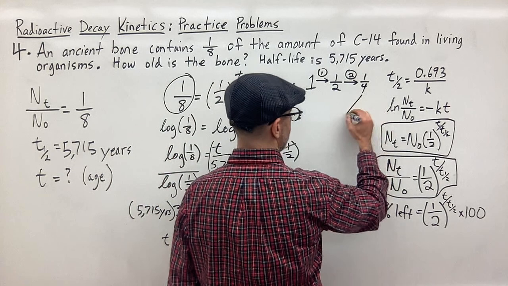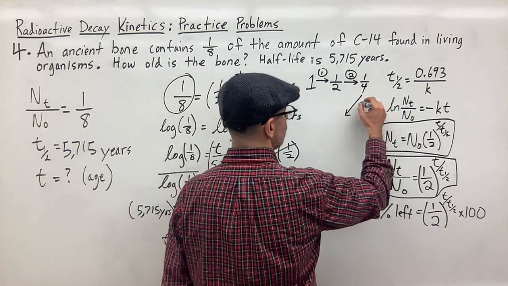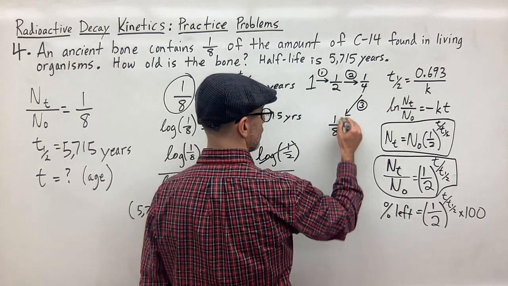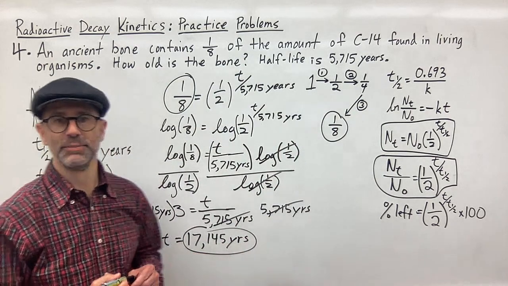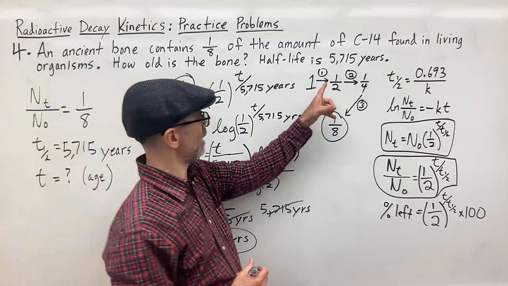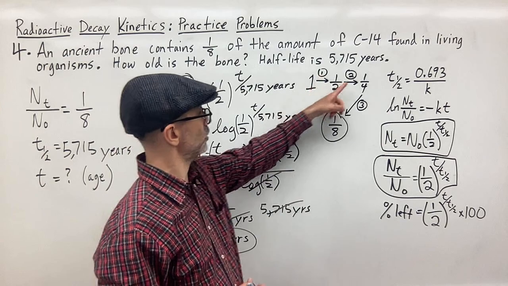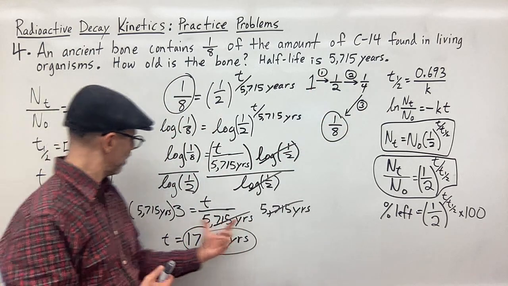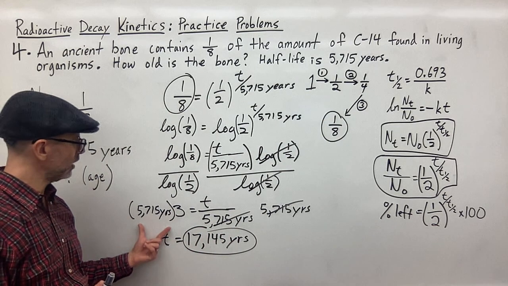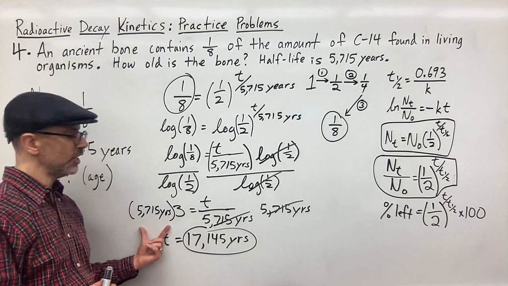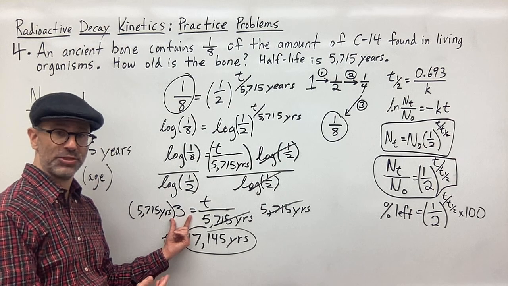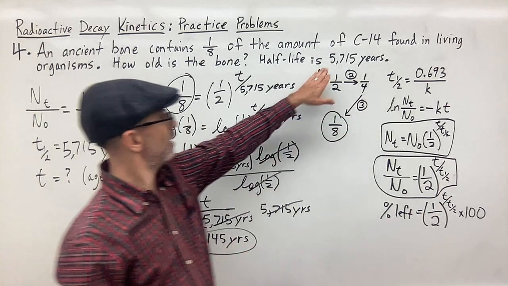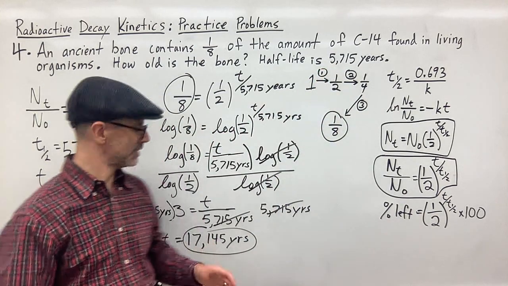And then after a third half-life, I divide that by 2, and I get 1/8. That is the fraction that I'm told is left. How many half-lives did I have to go through to get to 1/8? 1, 2, 3. So I went through 3 half-lives. I know that the half-life is 5,715 years. So all I need to do is multiply the half-life by the number of half-lives I went through. So I take 3 times 5,715 years, and I get the same answer.